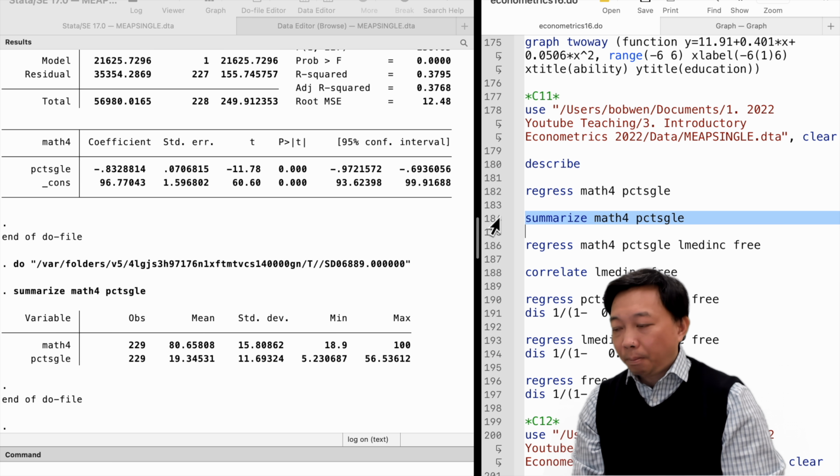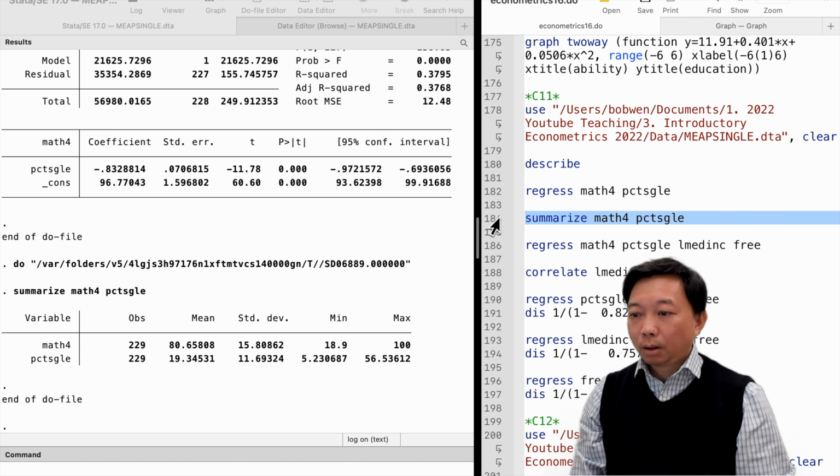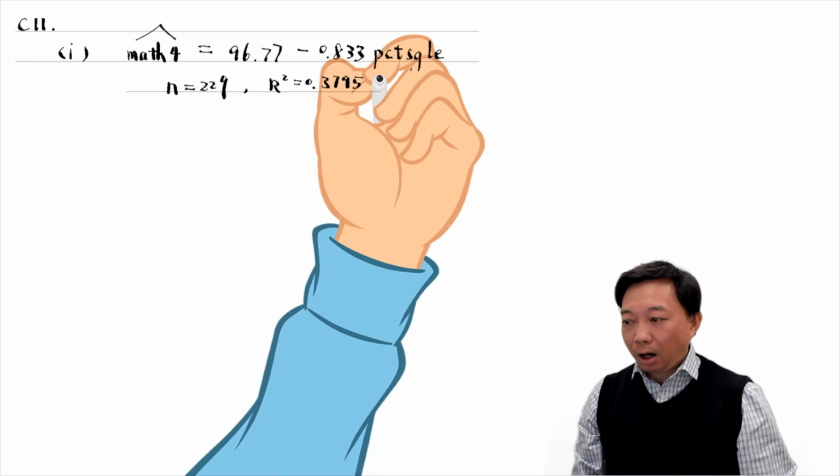We can use the command summarize to find the ranges of the variables. Both are measured in percentage points. The estimate suggests that a percentage point increase in students in single-parent families leads to a 0.8 percentage point decrease in satisfaction levels in math performance.